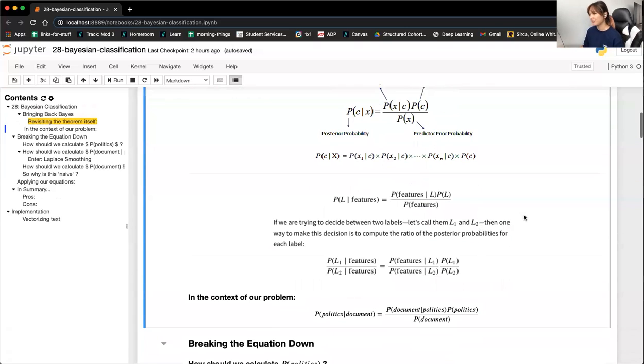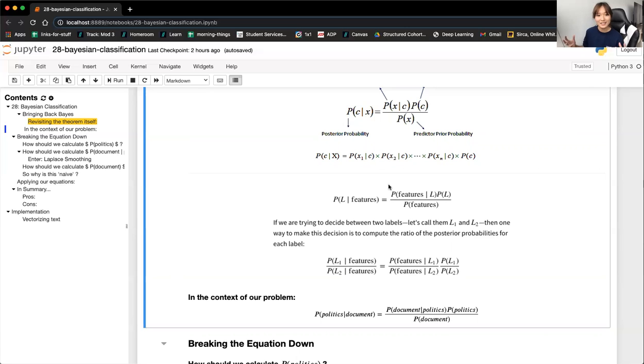All right, so in our context, let's say we have our two labels, L1 and L2. This is how we interpret this equation. The probability of your label given your features, so features in this case will be our words, the probability of this test statement being politics or sports given the phrase, will be equal to the probability of the features, the probability of the words occurring given that it's a certain label, multiplied by the probability of the label occurring, divided by the probability of the features.